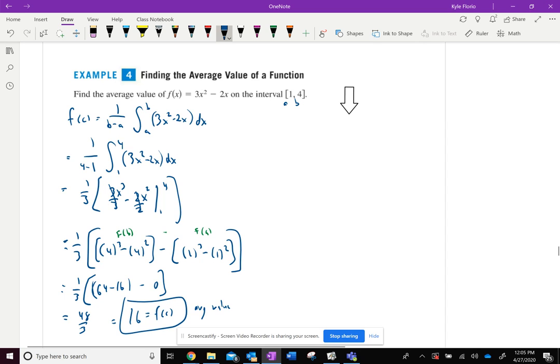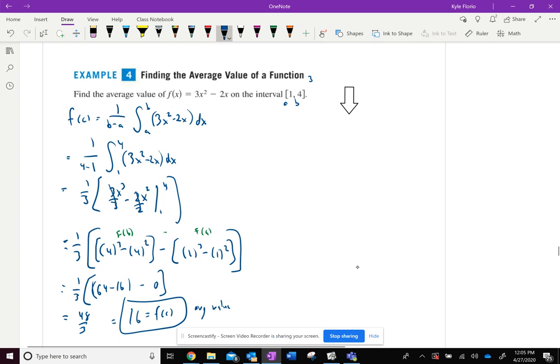So if I did base times height, 16 being the height and the base being the width, which is 3, 16 times 3 will give me the area under the function, which is 48. Anyways, so the average value of the function is 16. You could find where that value is by plugging it in.